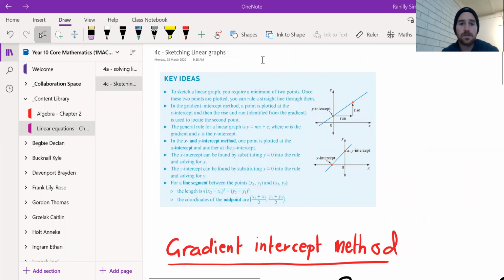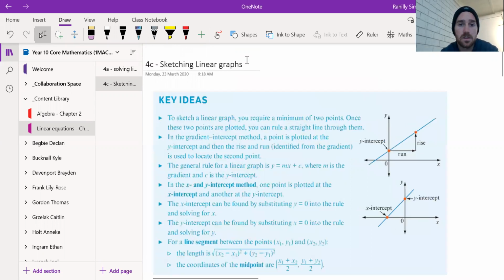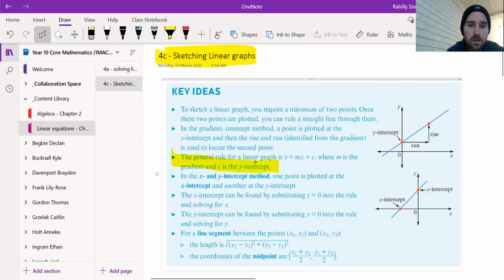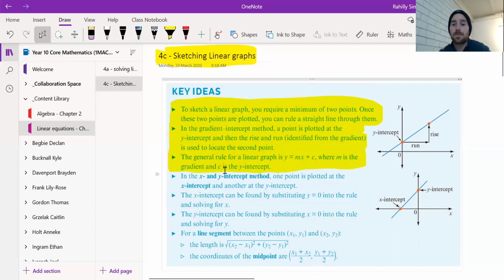We're continuing on with chapter 4, but we're going on to 4C. So we're looking at sketching graphs now, sketching linear graphs. All we're focusing on is the first 3 dot points at the moment. We're looking at the one rule here, which is y equals mx plus c, which is what we call the gradient intercept method. There are a couple of things we're going to have to get through in this video, but I think we should be not too bad.